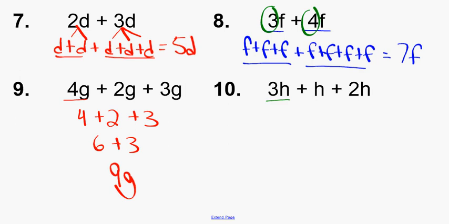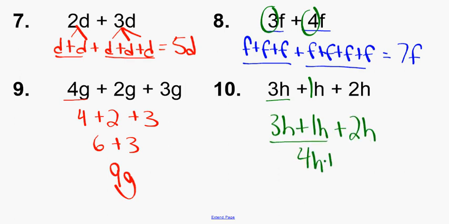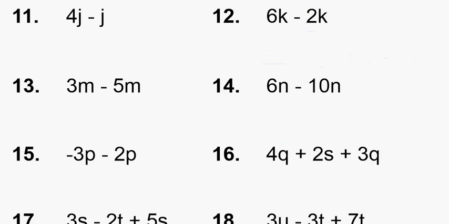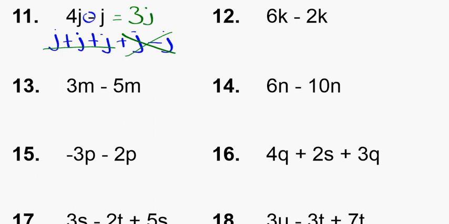Over here, this is 3H plus 1H. So 3H plus 1H plus 2H. Well, 3 plus 1 is 4. And then add 2 more, we get 6H. Sometimes you might have subtraction. Notice it now says minus. So if I have 4 J's, J plus J plus J plus J, and then one of those J's is negative, well then it's going to cancel one of them out. How many are remaining? 4J minus 1J is going to give us 3 J's.